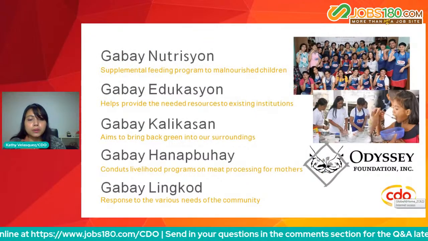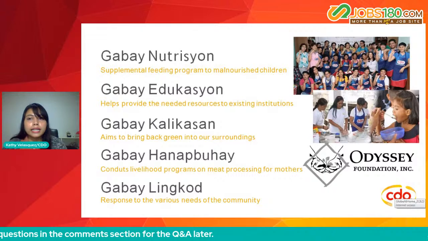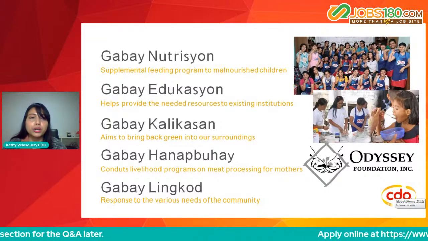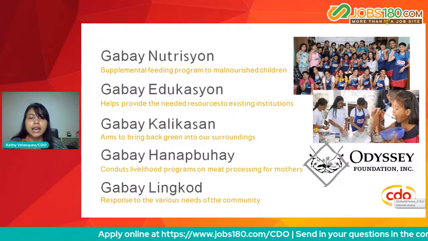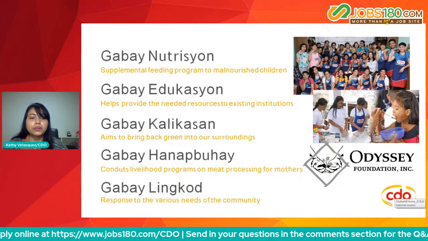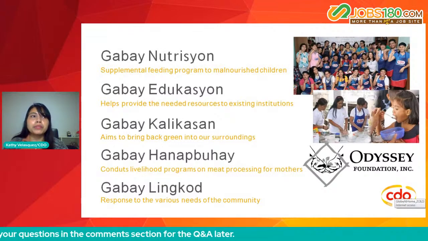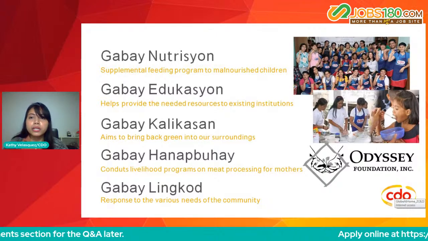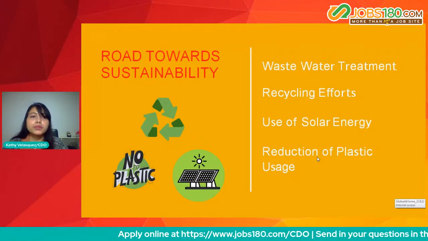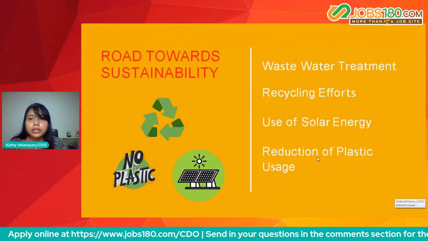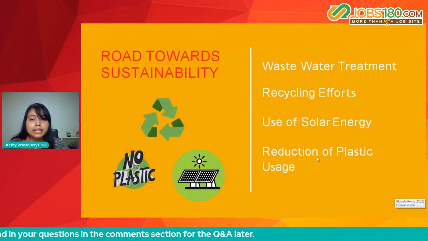Also, aside from CDO as a business, we have a non-profit organization called Odyssey Foundation that has 5 streams or programs. Gabay Nutrition, a supplemental feeding program for malnourished children. Gabay Edukasyon, Gabay Kalikasan, Gabay Hanap Buhay, and Gabay Lingkod. It's a response to the various needs of the community, for example the past Taal eruption or Typhoon Rolly. And also, I'd like to share some of our company initiatives towards sustainability: wastewater treatment, recycling efforts, use of solar energy, and reduction of plastic usage.